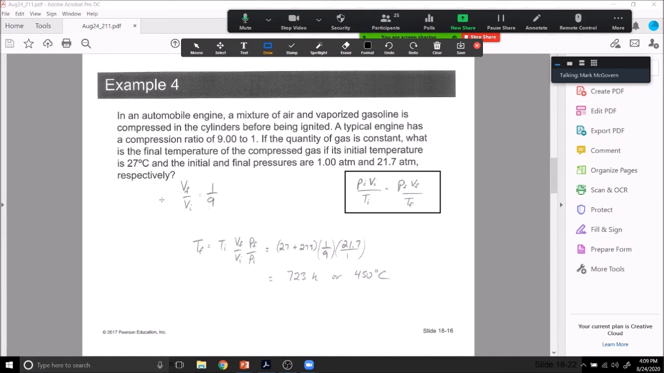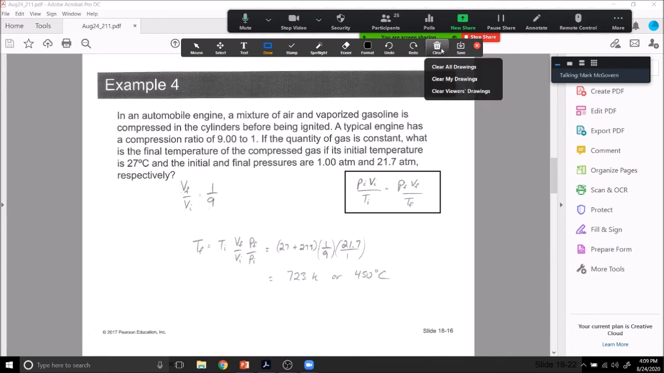If I want to convert to Celsius, one thing that's nice to do is, if you're given Celsius in a problem, it's generally polite to return the same unit. It's like a little physics etiquette in a way. Yeah, you return what you're given. So 450 Celsius, which is pretty hot, huh?